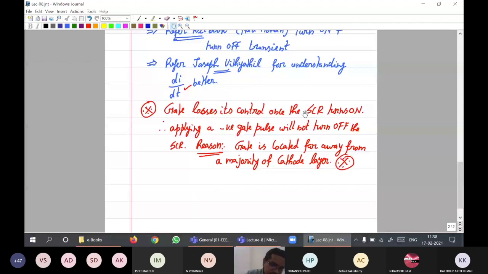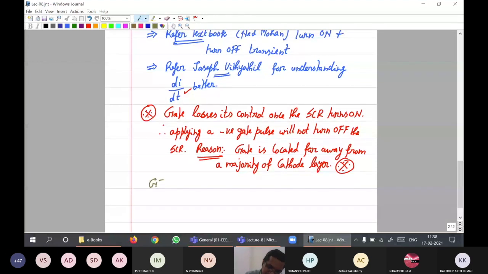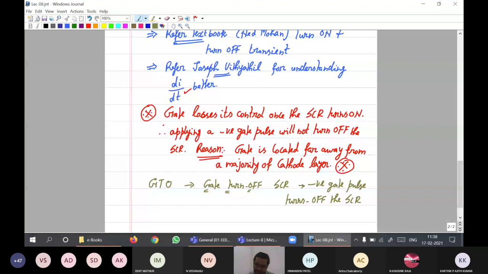GTO, gate turn off SCR. This means a negative gate pulse turns off the SCR. Fine. So for this to happen, how should the gate be located? It should be centrally located. The gate is centrally located.